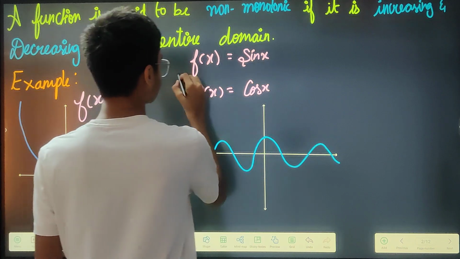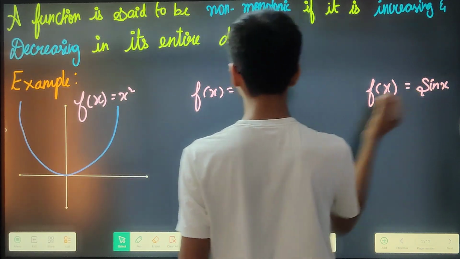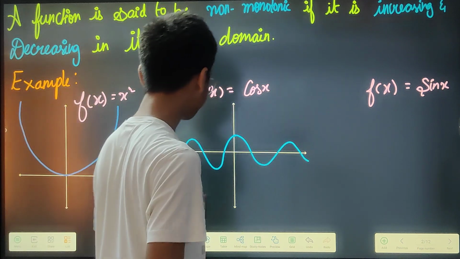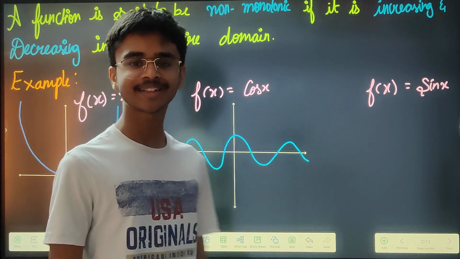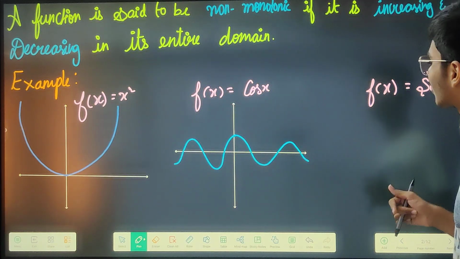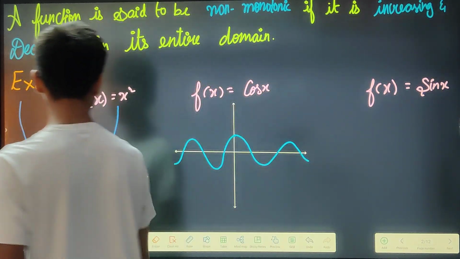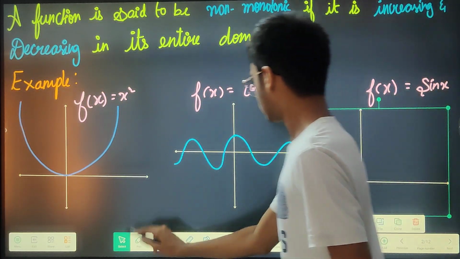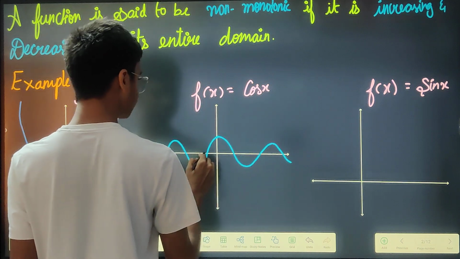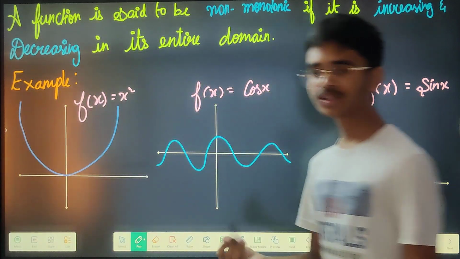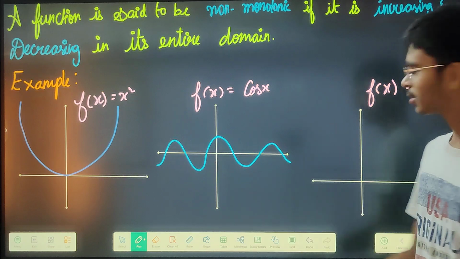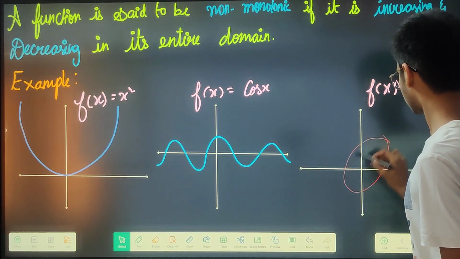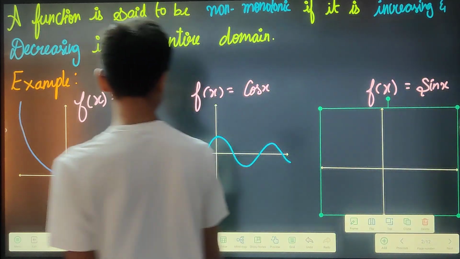What's the difference? I'll also draw. Do you know a fun fact? If you just tilt this by 90 degrees, you will get the sin x graph. That is the reason even for the rule sin square x plus cos square x equals 1. Just look.